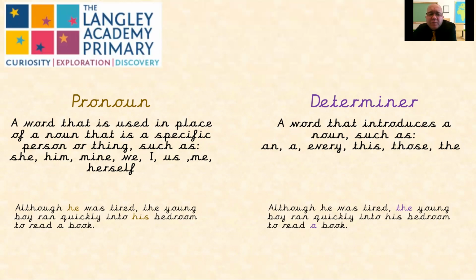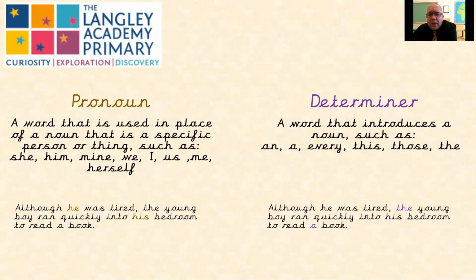So if it was Billy, so although Billy was tired, the young boy ran quickly into Billy's bedroom to read a book. In stories, we can't keep using the character's name. We need to use pronouns just to make it really just easier on our ears. Otherwise, we're going to be hearing the name over and over again. So pronouns just replace the names of things, just to ease that repetition, using the nouns over and over again.